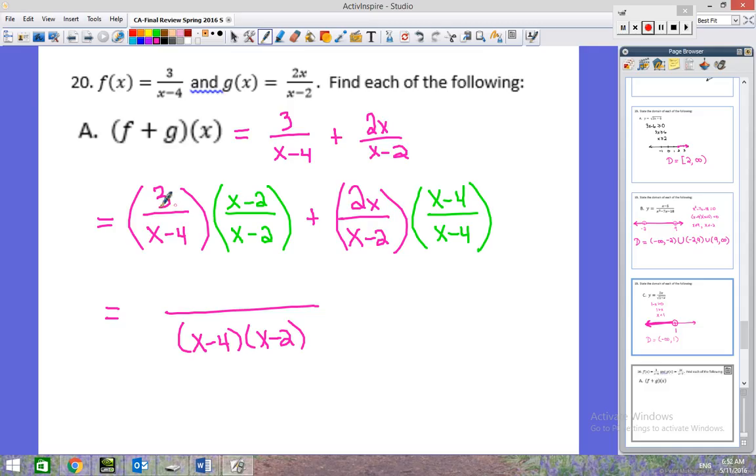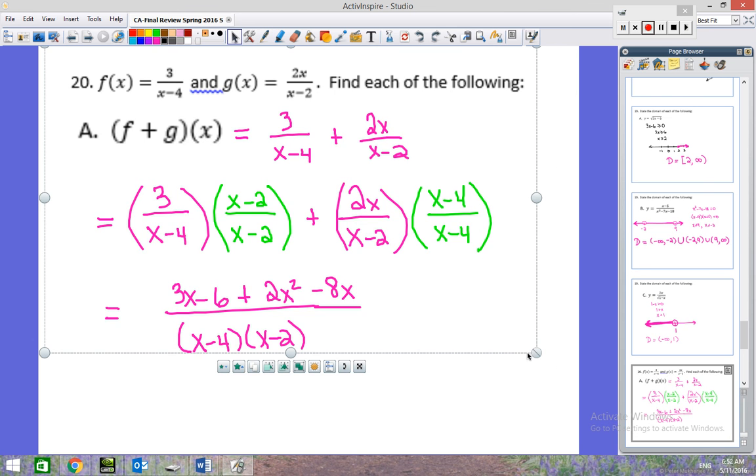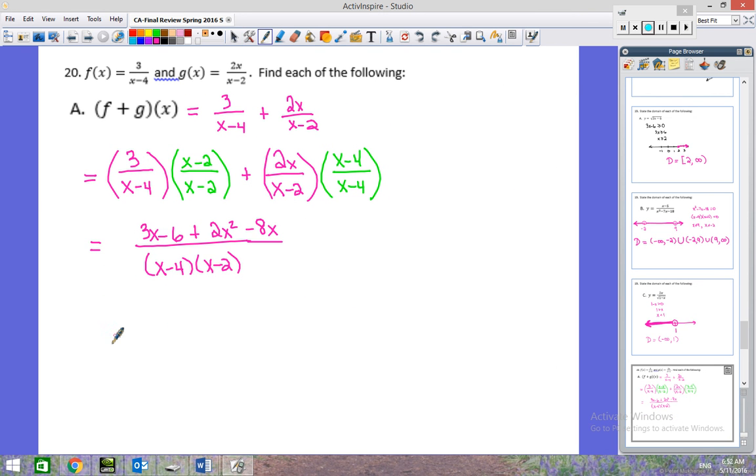So here, though, I am going to have to distribute the 3 to the x minus 2 and get 3x minus 6. And I am going to have to distribute the 2x, and 2x times x is 2x squared, and minus 8x. So they will simplify that numerator. And most likely they'll write it with the exponents in descending order. This 2x squared will be the first term, and 3x take away 8x is a negative 5x. And then we have this constant minus 6.